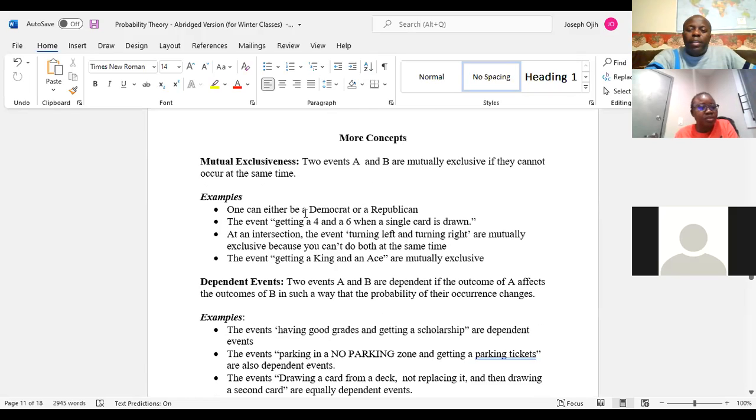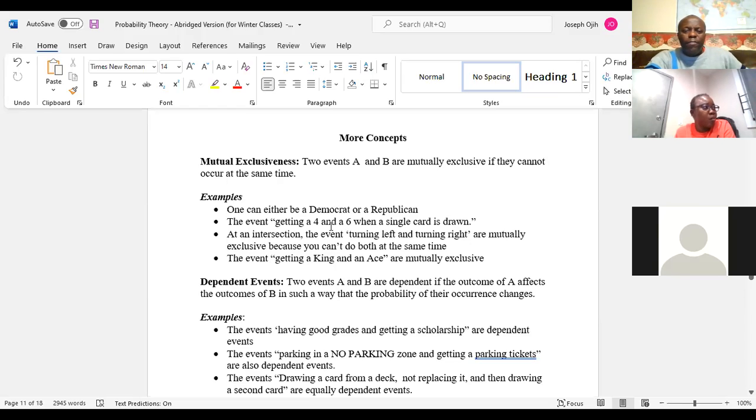For example, one can either be a Democrat or a Republican. You cannot be a Democrat and a Republican at the same time, so they are mutually exclusive. When one event occurs, it prevents the other event from occurring.